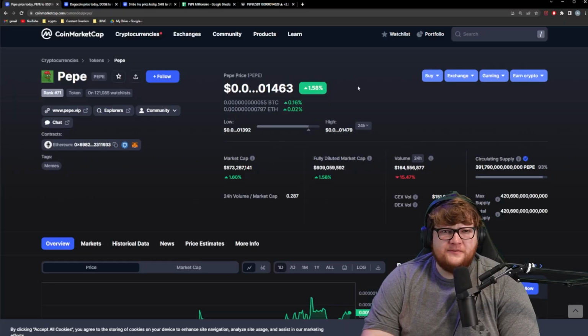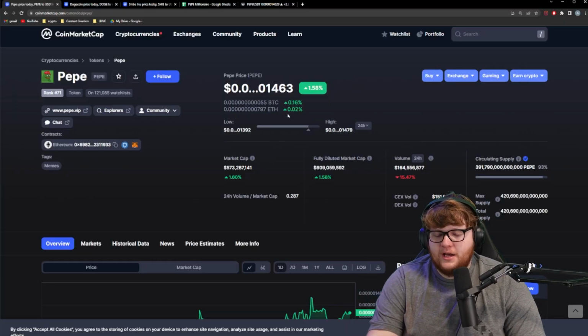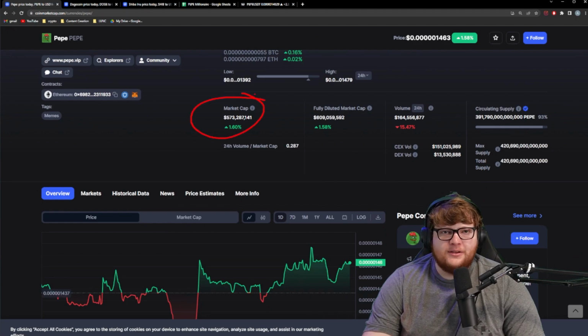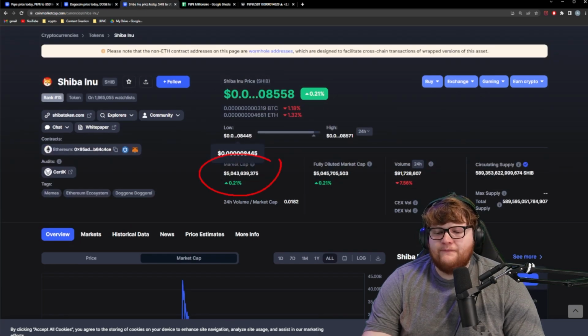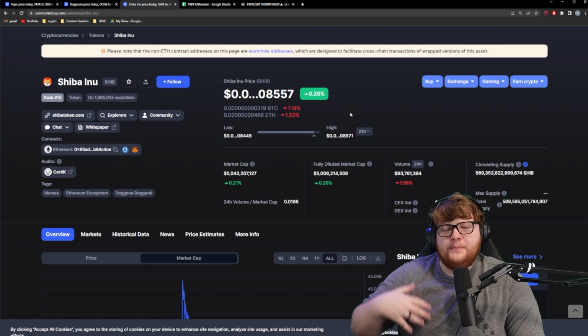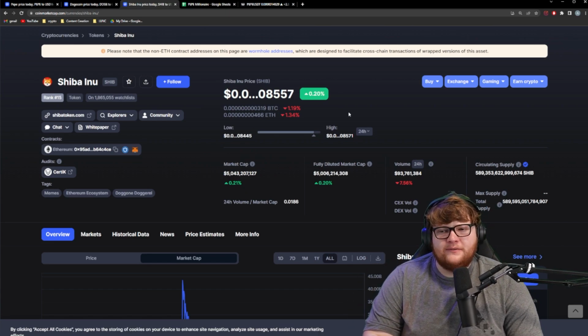Now, I want to know what happens if you buy Pepe right now. Let's say Pepe goes up from this about $570 million market cap towards the current price of Dogecoin, about $10 billion market cap, or Shiba Inu even, about $5 billion market cap. What would be your value gain? How much would you have to invest to become a millionaire?